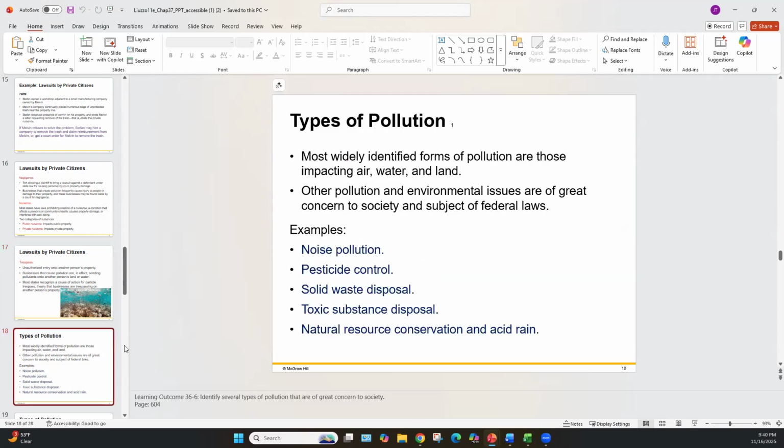Types of pollution, there's a lot of them, folks. Noise pollution, pesticide control, solid waste disposal, toxic substance disposal, and of course, natural resource conservation and acid rain. If you're a child of the 80s, which none of you are, and I am, acid rain was a big-time buzzword, right? Everybody talked about acid rain, and I remember aerosol cans and stuff were considered to be eating a hole in the ozone layer, blah, blah, blah. Most widely identified forms of pollution are those impacting air, water, and land. Other pollution and environmental issues are of great concern to society and subject to federal laws.